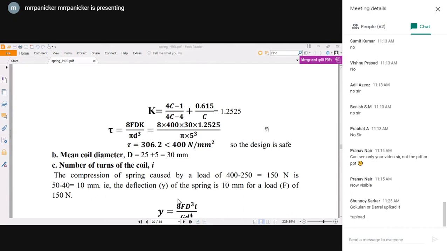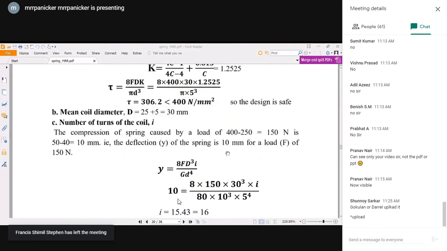And the next question is how many turns are required. For calculating the number of turns, we should have the deflection and I.